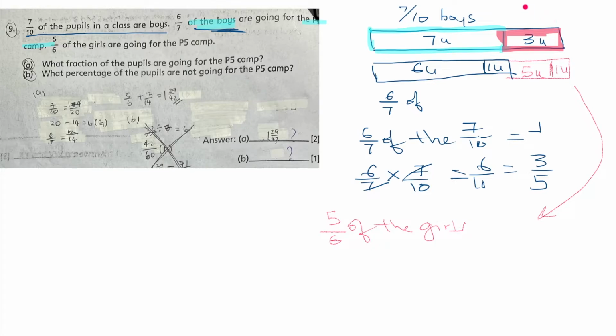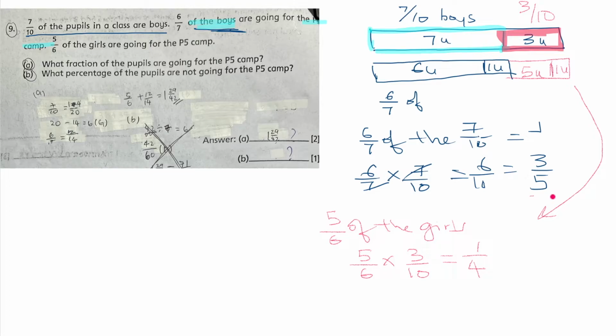So you know that girls is actually 3/10, right? So it's 5/6 times 3/10. You do your working and you can reduce it to 1/4. Please show your working. I'm not going to do it here for you. So now it's asking you what fraction of the students are going for the camp.